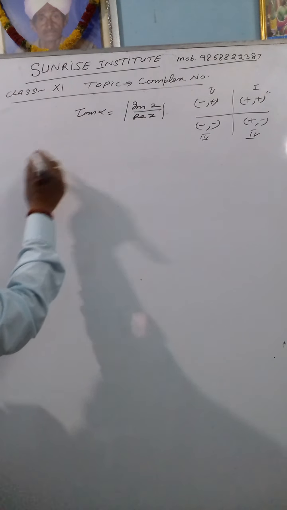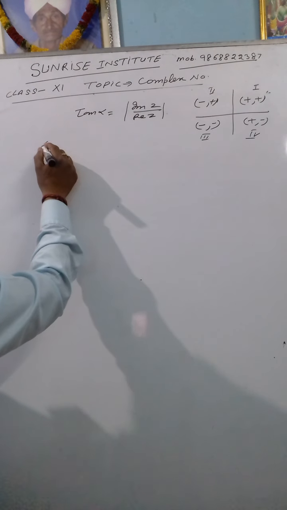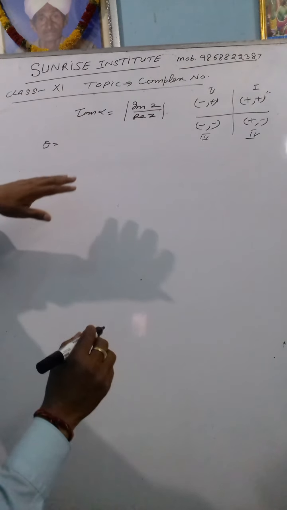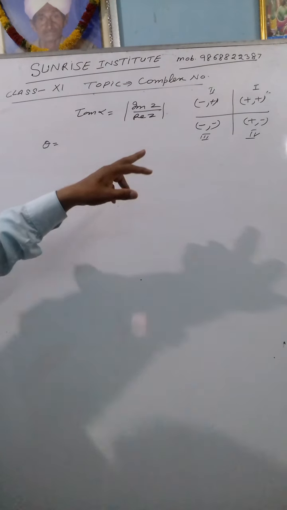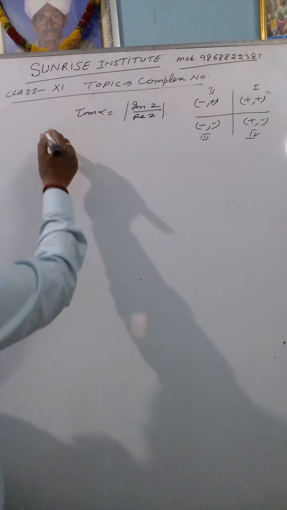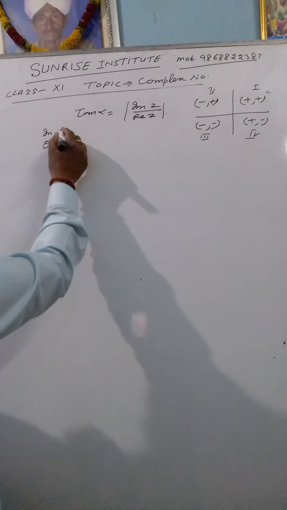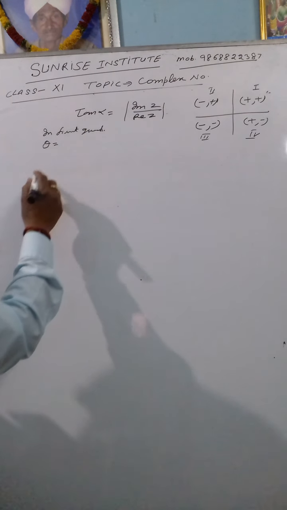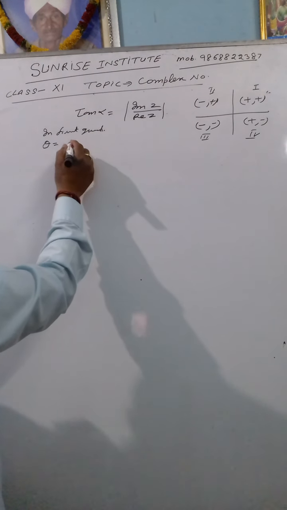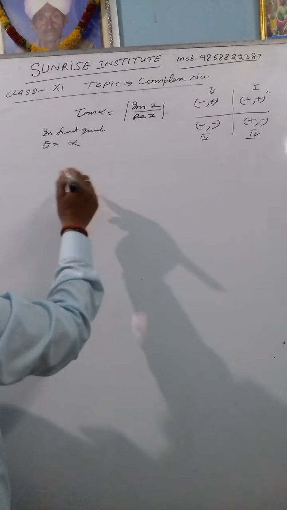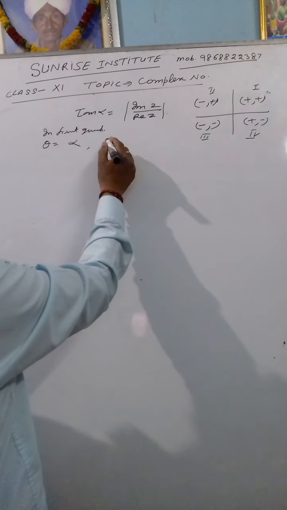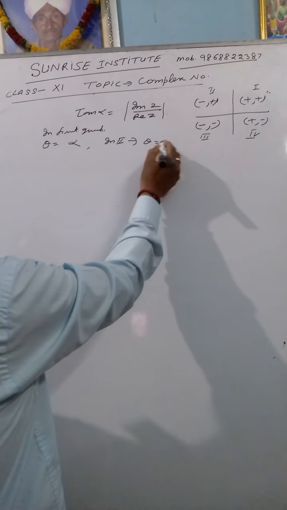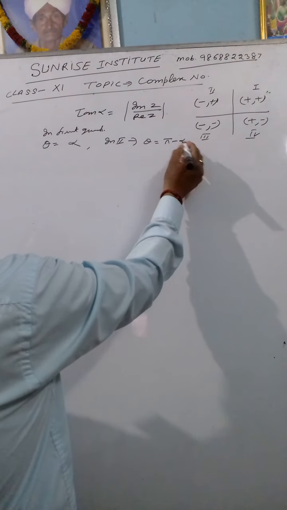Next, De Moivre's theorem, where theta equals alpha if in the first quadrant. Okay students, in the second quadrant theta equals pi minus alpha.